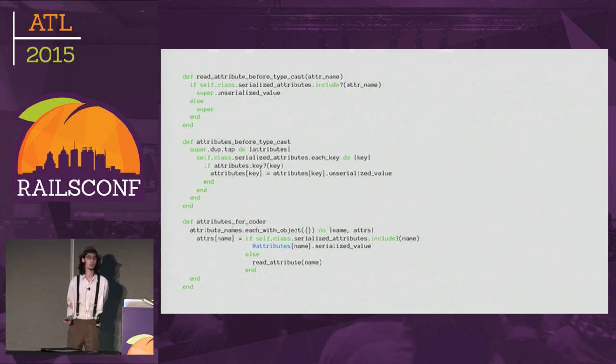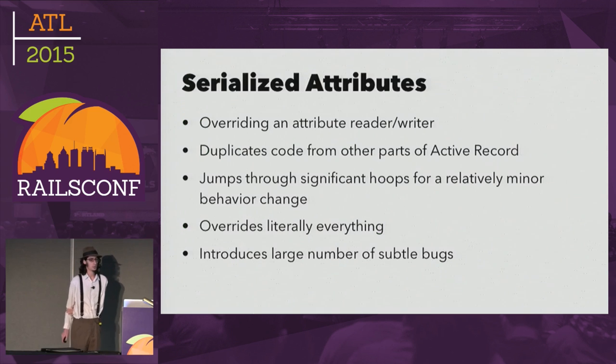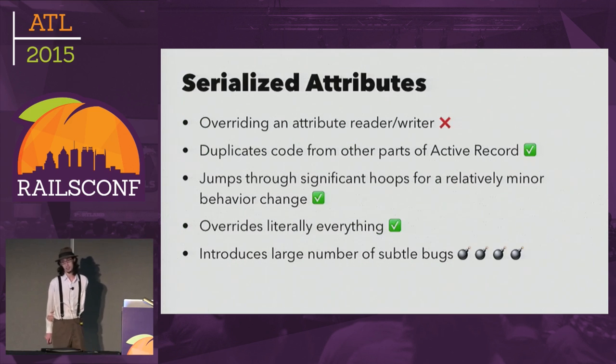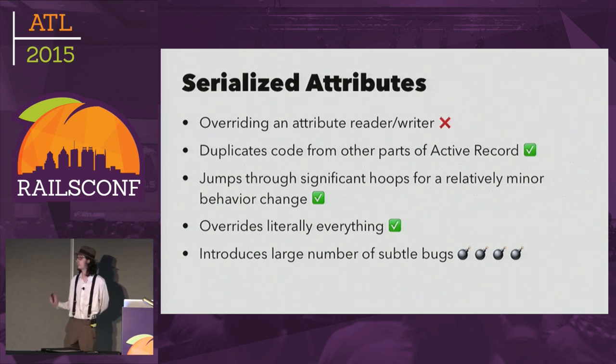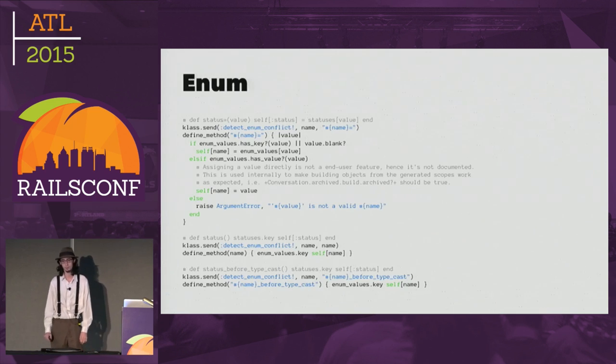This module literally overrode every single method in ActiveRecord containing the word attribute. And there are five or more slides with this code that I left out for brevity. So in this case, we are not explicitly overriding a reader and writer, but we are duplicating code from other parts of ActiveRecord. We're jumping through a lot of hoops, and we're overriding literally everything. And this file was the cause of so many bugs in 4.2 and earlier. One of the things I didn't show is that this macro actually ends up directly modifying the value of the columns hash, which is problematic for reasons that we'll get into a lot later.